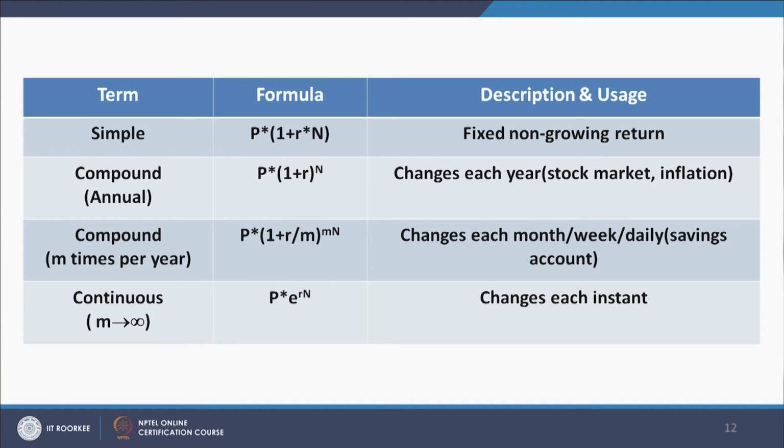Compounded m times per year, the formula is P into (1 plus R divided by m) whole to the power mn. It changes each month, week, daily, and this is used in savings accounts. And continuous, where m tends to infinity, so S is equal to P into e to the power rn, changes each instant.